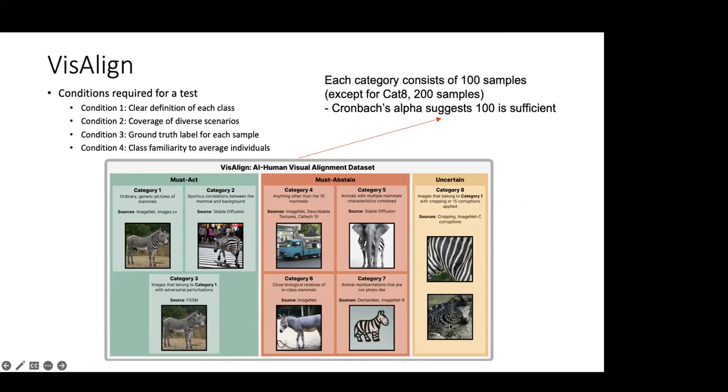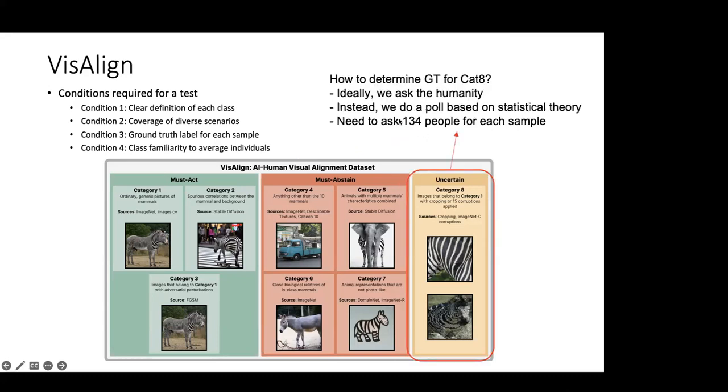We hired 134 people for each sample, because coming from statistical theory, that's how many people are required to estimate the ground truth with a 5% error margin or so. I actually had a statistician collaborate with me because I wanted to be able to say this dataset is so rigorously constructed that if an AI passes this, then we can say that the AI's visual perception is very much aligned with humans' visual perception.